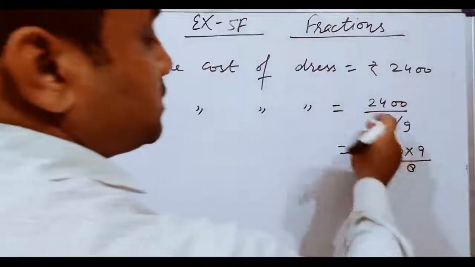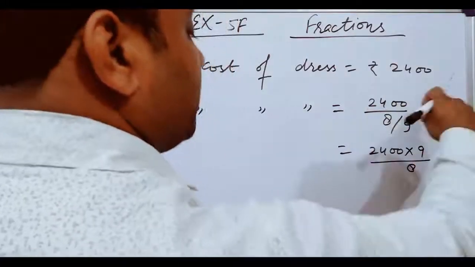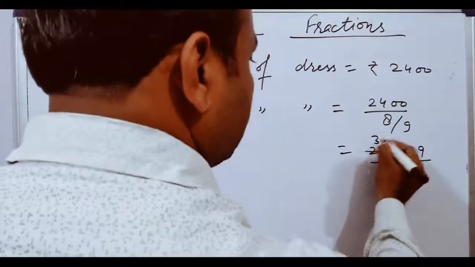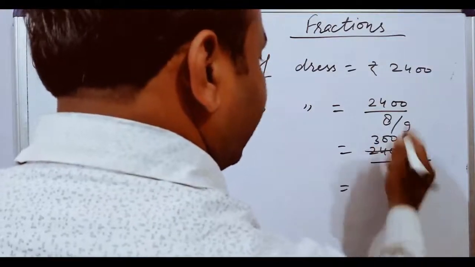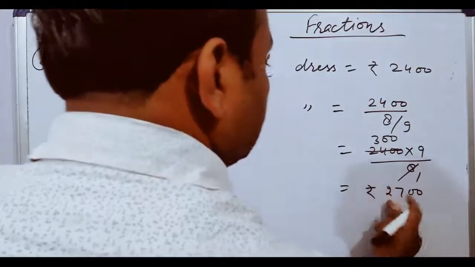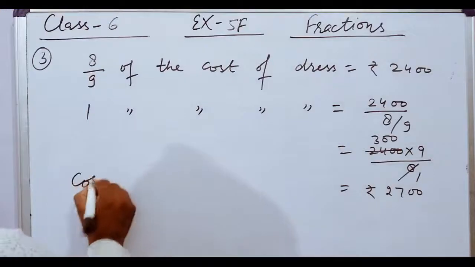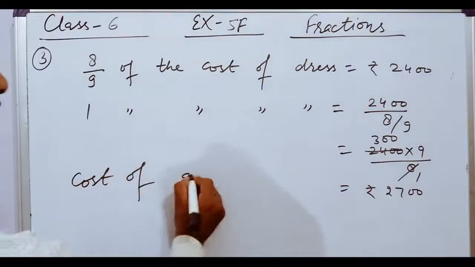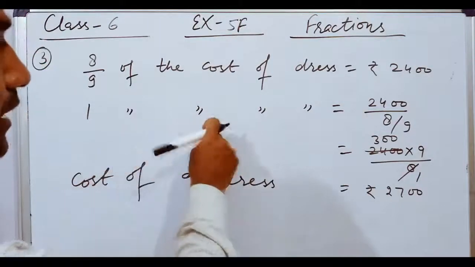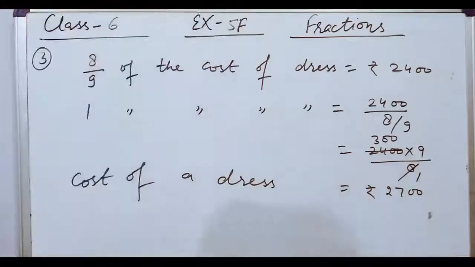Okay, means if in division fraction is there, then numerator will go up and denominator down. 8 times 3 is 24. Now 9 times 3 is 27. 2700. So this is the cost of a dress. Cost of dress, one cost of dress or cost of dress, same thing. Okay dear student, this is the answer.